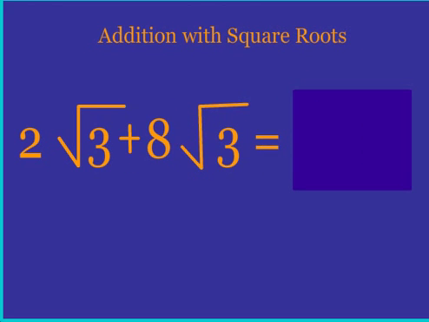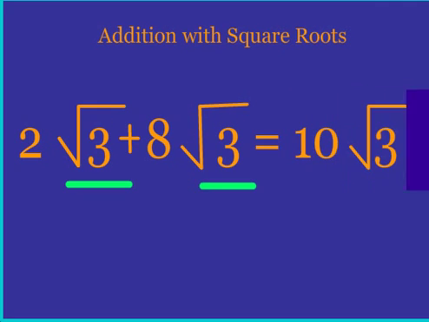Now on to addition with square roots. For our example, let's use 2 square root of 3 plus 8 square root of 3. These both have square root of 3, so when we add them together, we should end up with 10 square root of 3, leaving square root of 3 as it is.